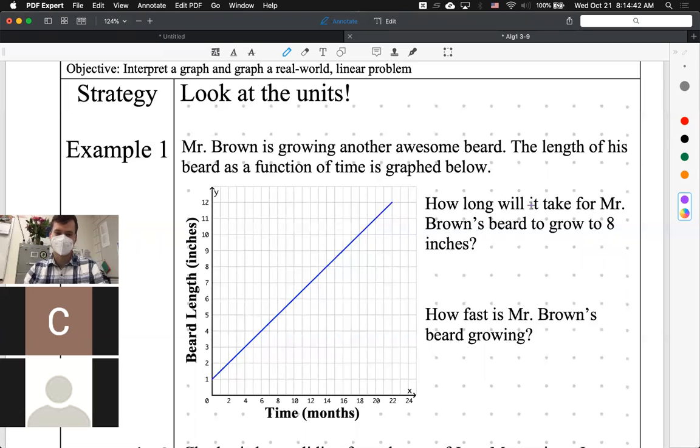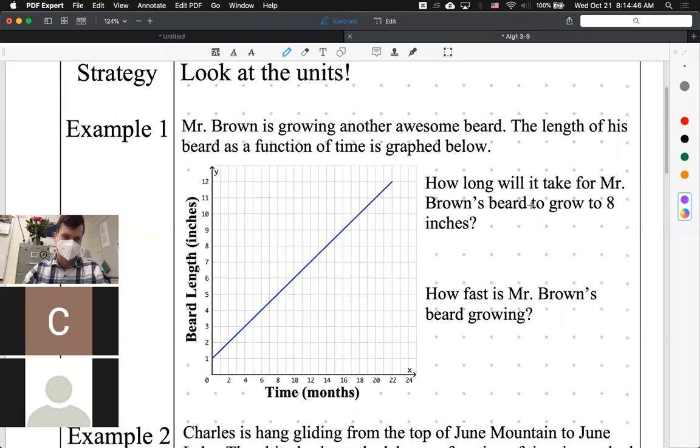There it is. Okay, so now we have this graph that we need to be able to look at. I can see that the y-axis, the axis that's running up and down, is the beard length. The x-axis, the horizontal axis, is time in months. So this is an amount question. What amount of time will it take for Mr. Brown to grow 8 inches? So that refers to a point. An amount is a point on the graph.